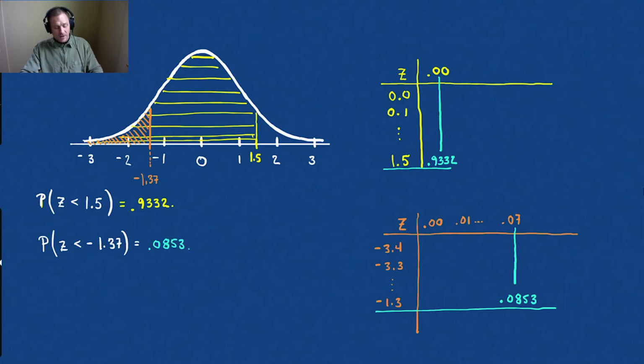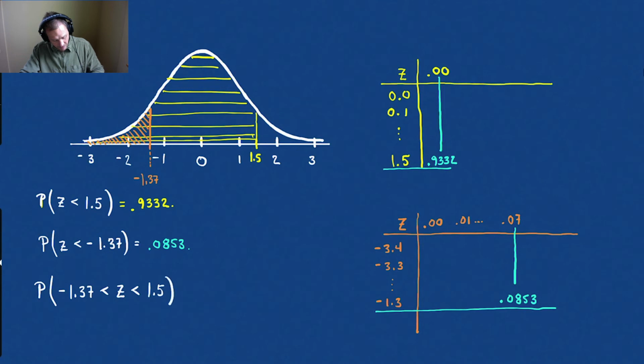Okay, so this is 0.0853. Now, I've got an idea. Let's try the probability, and let's do this in white. What about if z is between those two values? So negative 1.37 less than z less than 1.5. Okay, let's try that. Let's use this green color. We've already kind of set the problem up. I'm going to outline it in this light blue or light green color. It's this region in the middle that has negative 1.37 on the left side of the boundary and 1.5 on the right side of the boundary.